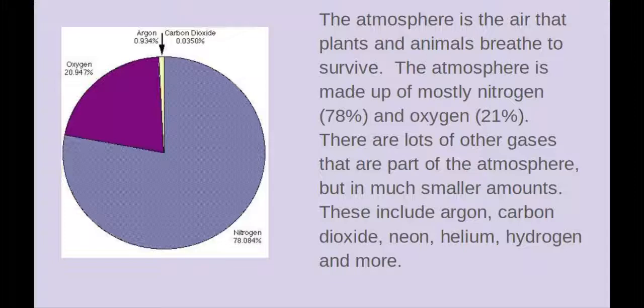The atmosphere is made up of mostly nitrogen, 78%, and oxygen, 21%. There are lots of other gases that are part of the atmosphere, but in much smaller amounts. These include argon, carbon dioxide, neon, helium, hydrogen, and more.